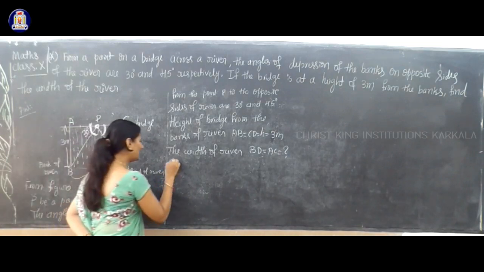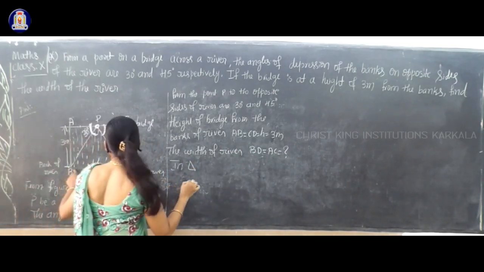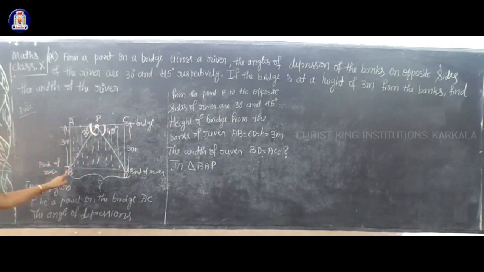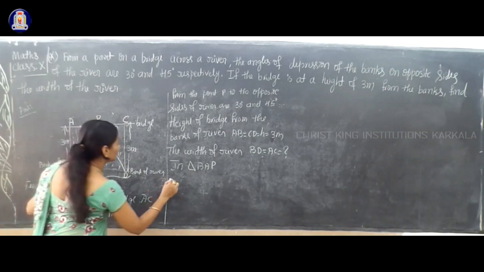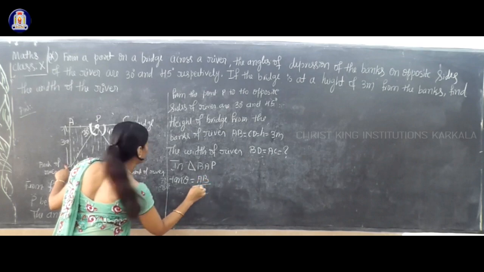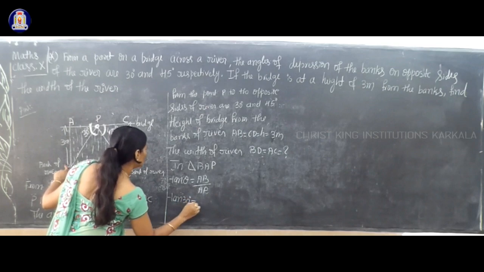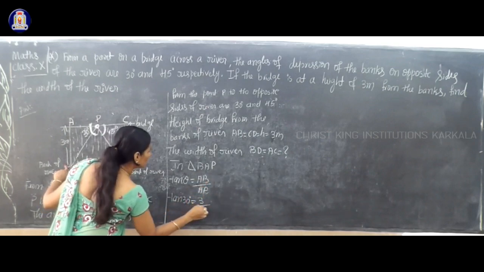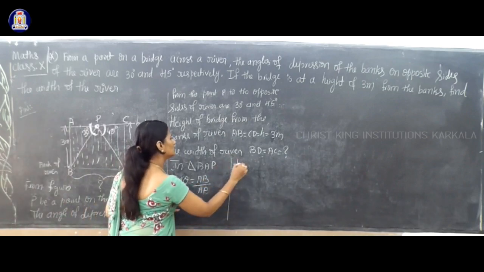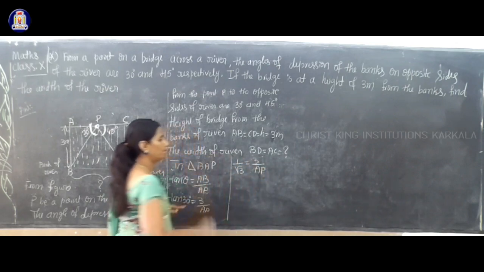Let's now use the right angle triangle with respect to this 30 degrees. In right angle triangle BAP, what is tan 30, or tan theta? Tan theta is equal to AB divided by AP. So tan 30 is equal to AB, which is 3, divided by AP, which is not given. Tan 30 is 1 by root 3, equal to 3 divided by AP.